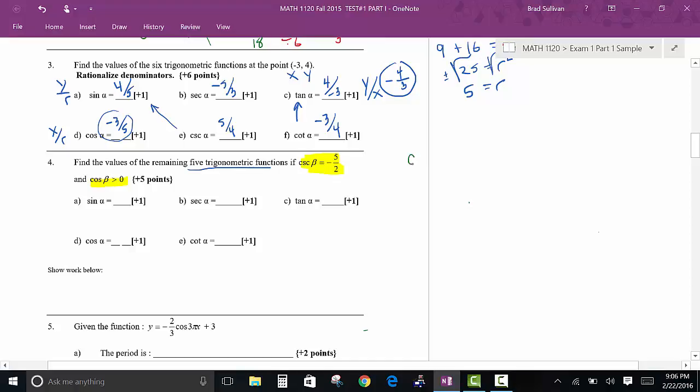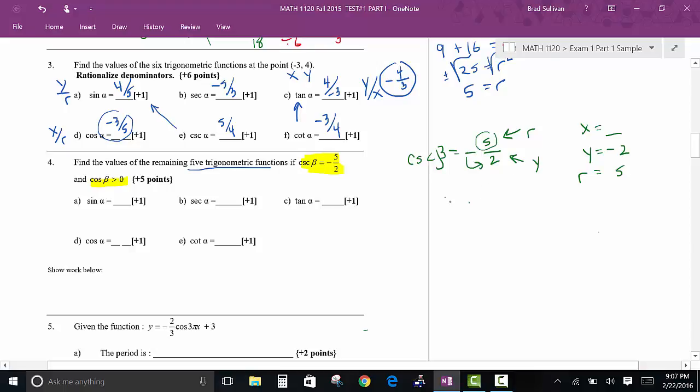So when you look at this statement that says the cosecant of beta equals negative 5/2, by definition, the cosecant is r over y. So that means in this problem, we don't know what x is, but we do know y is negative 2, and we know r is 5. So the reason is, remember, r is always positive, so that negative has to go with the 2.